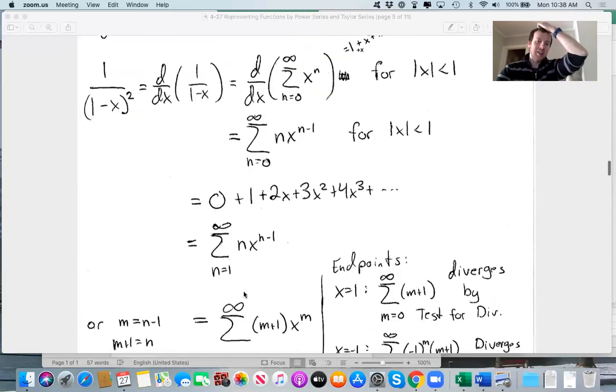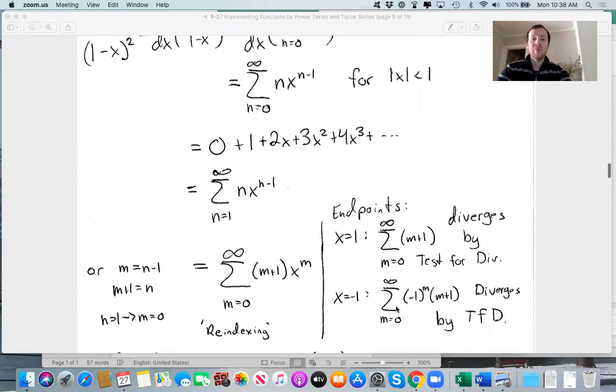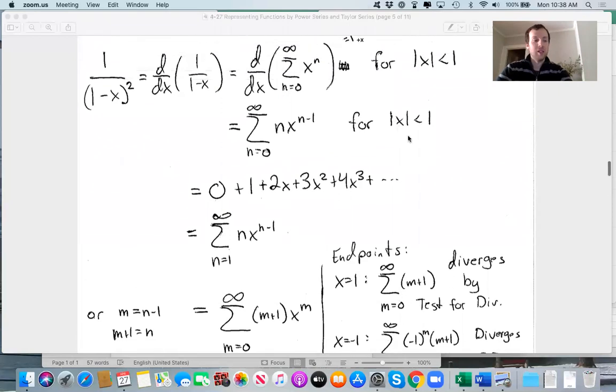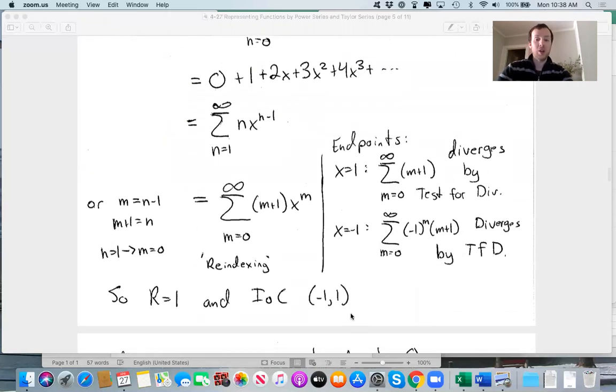The left side of this is mostly cosmetic, but one thing you really do need to check is the endpoints. So here, looking for when x is 1 and negative 1, neither of those work, so the interval is negative 1 to 1.